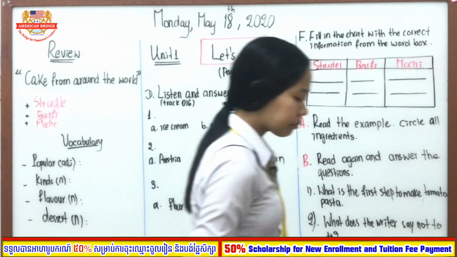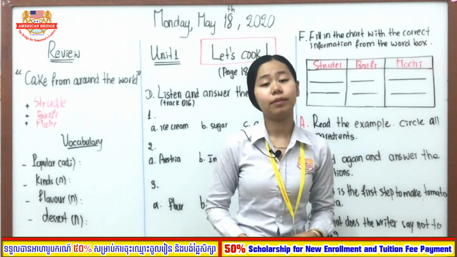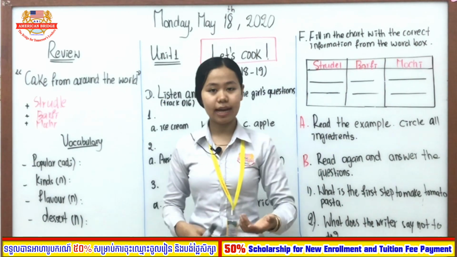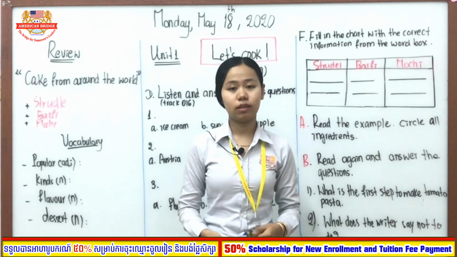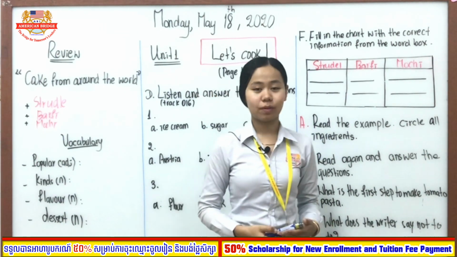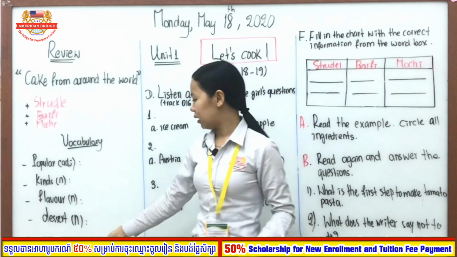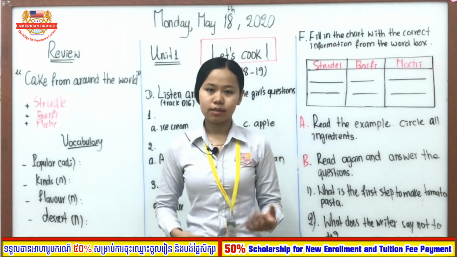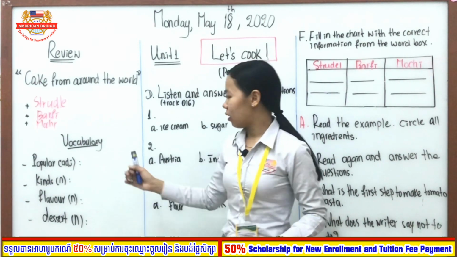Besides, we also learned some vocabulary like the word popular, the word kinds, the word flavor, as well as the word dessert. And we also learned the difference between the words desert and dessert. Do you still remember? Yes, of course, right? Desert is like sand, while dessert is a sweet snack that we eat after dinner or breakfast. So don't be confused.